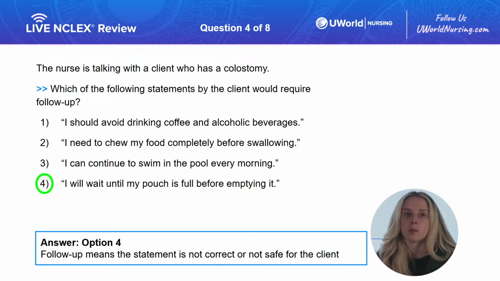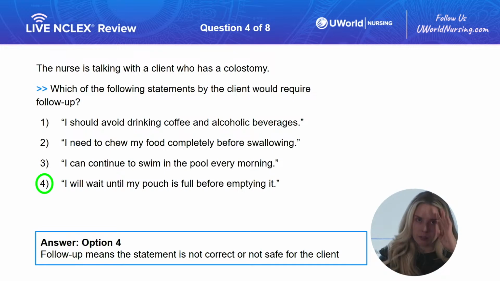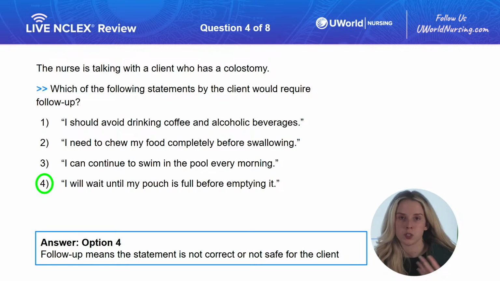So option number 4 would be incorrect. We don't want to wait until it's completely full. That's going to be very heavy. That's going to be very uncomfortable for the client, and it's going to increase the risk of spilling or detaching. Options 1, 2, and 3 do not require follow-up, therefore they were not our correct options.